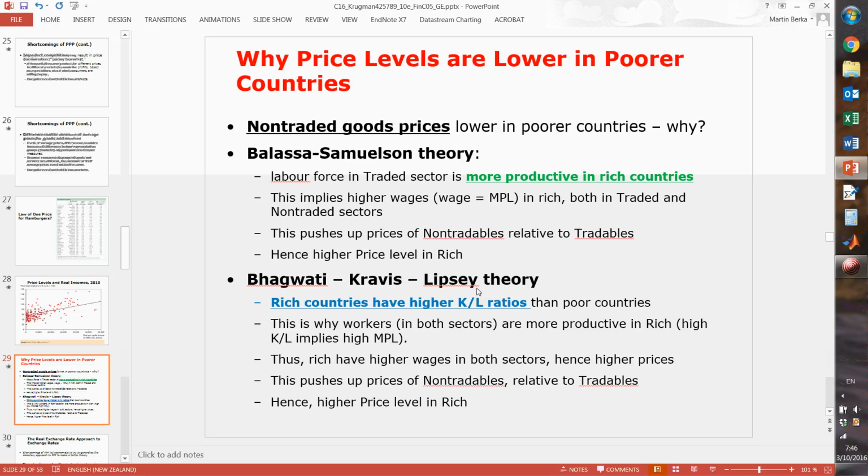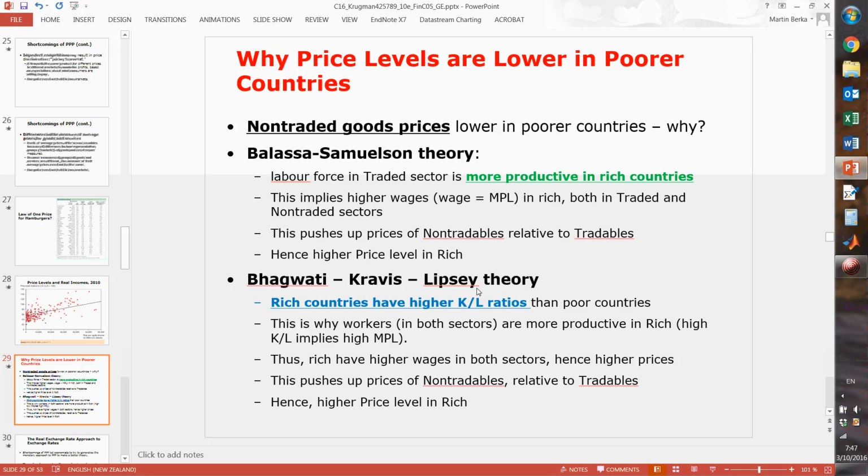Right, so let's just buy that assumption. Let's say that the rich countries do have indeed a higher capital labor ratio than the poor countries. Now with that assumption, the workers in the rich countries have more capital stock to work with. That makes them more productive. So the marginal product of labor is actually higher if you have more capital stock to work with. That's just a direct consequence of a simple production function.